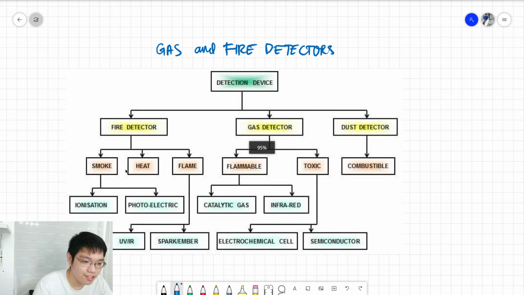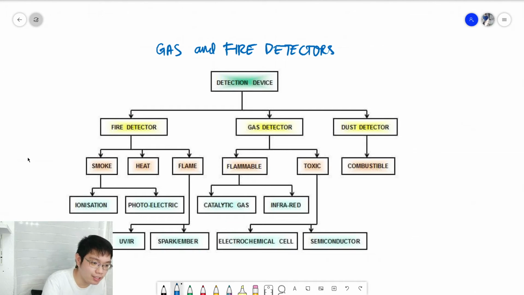So detection devices, we have the fire and the gas detectors. The dust detector is also related to the gas detector, except it focuses more on the dust particles. Okay, so fire detectors and gas detectors. Let's start with gas detectors.